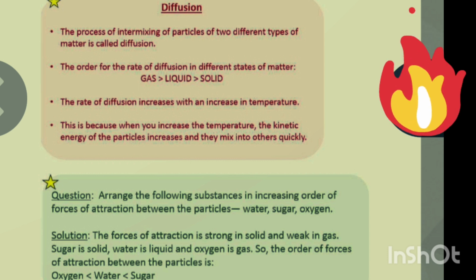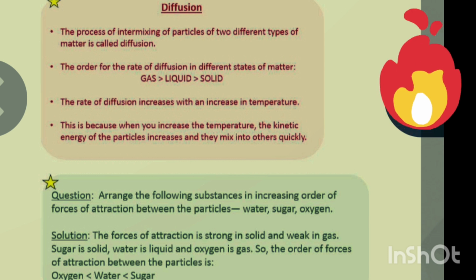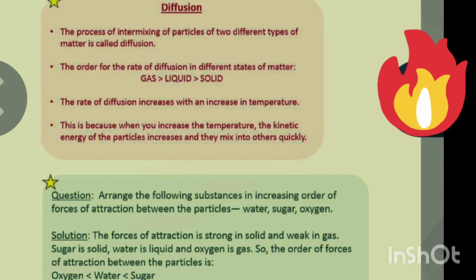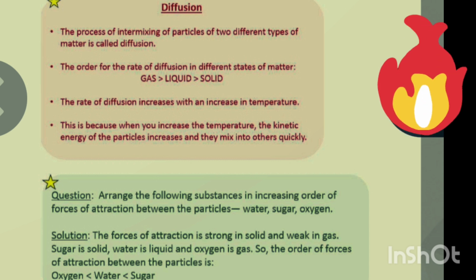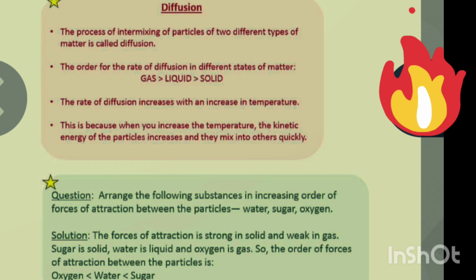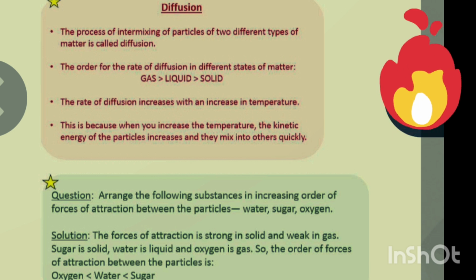What we are doing here, we are mixing it internally, mixing two different types of matter into one. This is called what? Diffusion. The order of the rate of diffusion in different states of matter is: highest is gas, then liquid, and then solid. The rate of diffusion increases with the increase in temperature. As the temperature increases, the diffusion rate also increases.